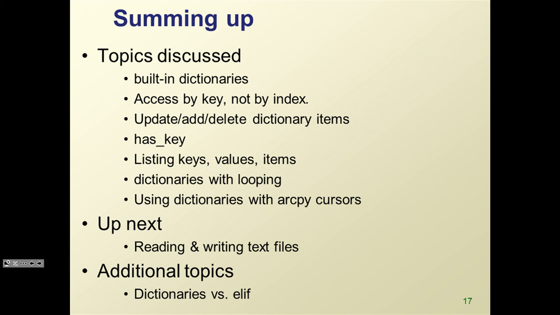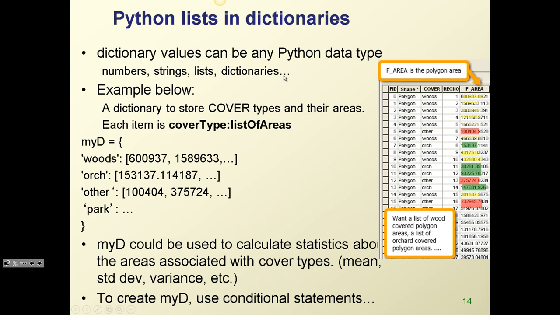Here's a slightly more complicated example. The goal on the previous one was to get this final dictionary for the table I've printed here. You would end up with woods 9, porch 3, other 3, assuming this is your entire attribute table. What if we wanted to do something a little more sophisticated with it, and say we wanted to use it to find a list of the areas of the polygons that are covered in woods, and the areas of the polygons that are covered in orchards, and so forth.